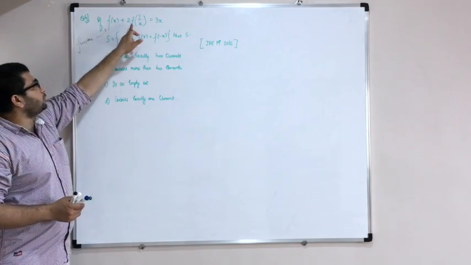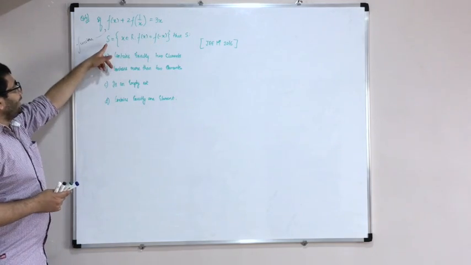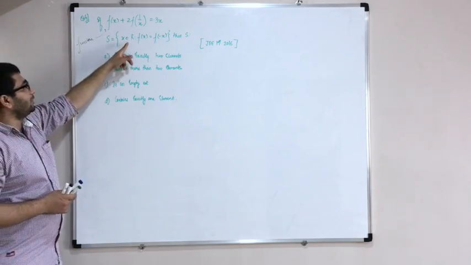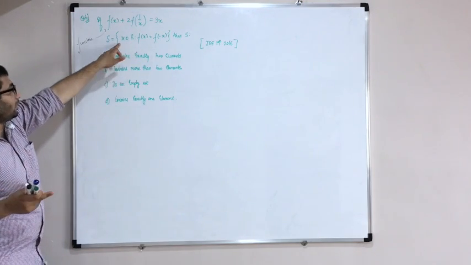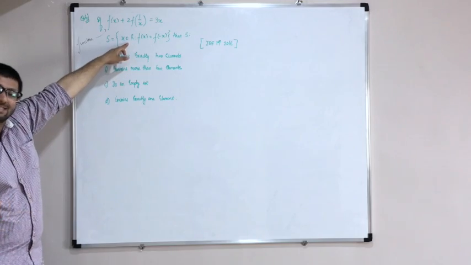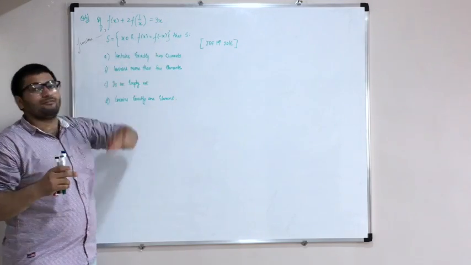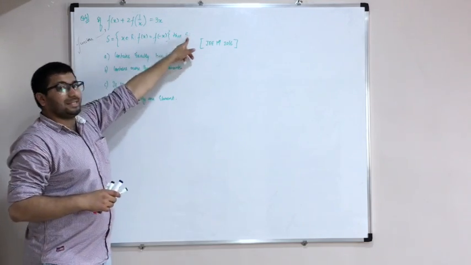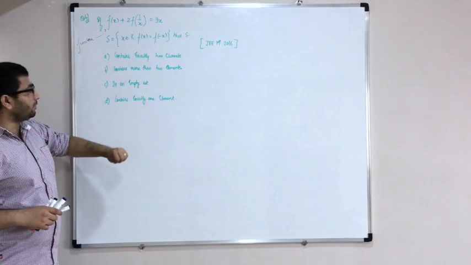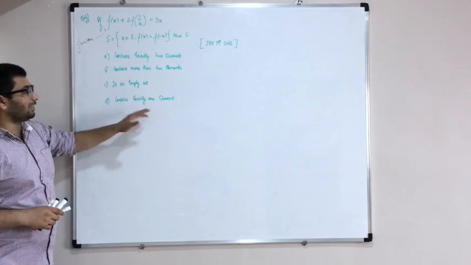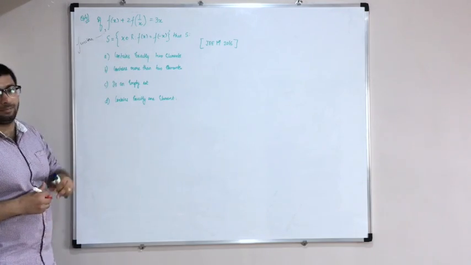F of x plus 2 times f of 1 by x is 3x. Correct? S is nothing but a set which can take all the real values of x. What does it mean? X belongs to R. It means x can take all the real values such that f of x is f of minus x. Then set S has exactly 2 elements, contains more than 2 elements, is an empty set or contains exactly 1 element.